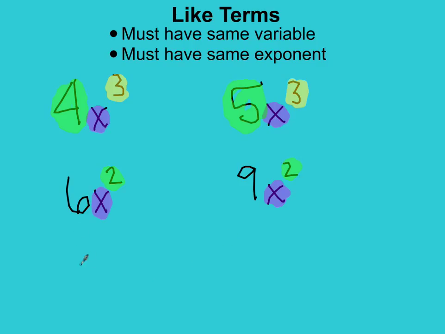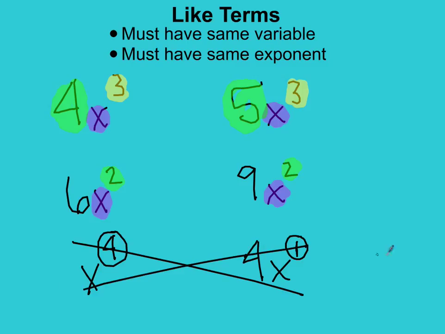Now, what if we had x to the 4th power? And then over here we had 4x. Now, x to the 4th power and 4x are not like terms. They're not like terms because x to the 4th has an exponent of 4. And over here, 4x has an exponent of 1. If there is not a number that a variable is being raised to, it's automatically a 1. So notice how 4 and 1 are different. So these two would not be like terms.